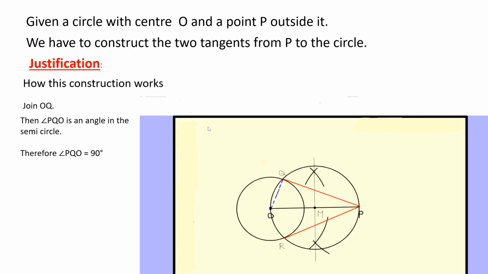Now you can see that this PQO is a triangle in a semicircle. You just see the bigger circle, there it is a triangle in a semicircle, and angle inscribed in a semicircle is always having 90 degree. So you can say that angle PQO is equal to 90 degree.